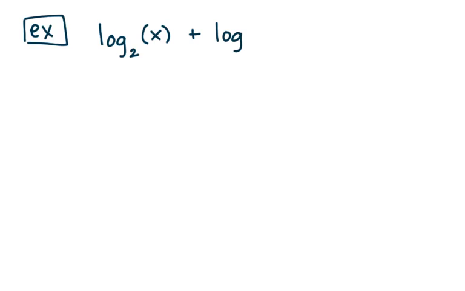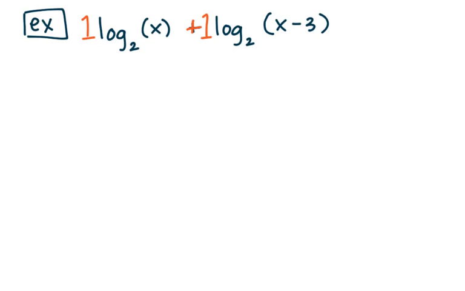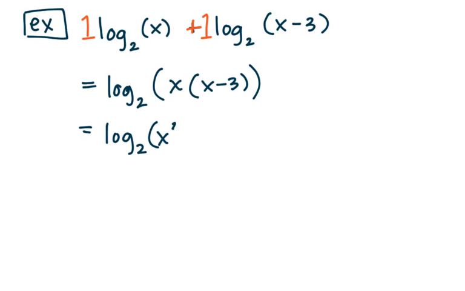And I'll just add one more example here, making sure we can deal with our product rule. So again, we want to express this as a single logarithm. So I might have log base 2 of x plus log base 2 of x minus 3. And because I have a plus sign in between these two individual logarithms, I have 1 and 1, I can use my product rule. And so this is the same as writing log base 2 of x times x minus 3, which is log base 2 of x squared minus 3x in my argument.